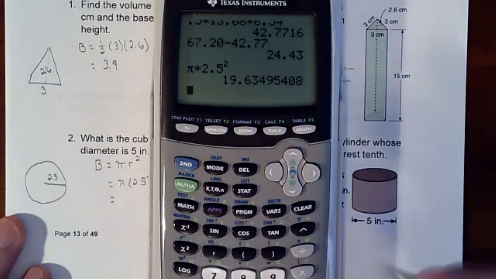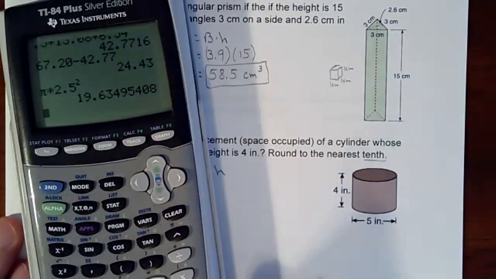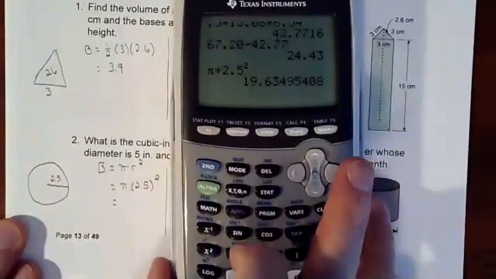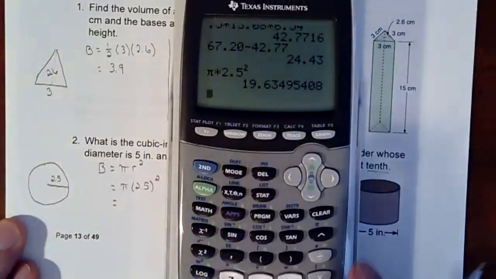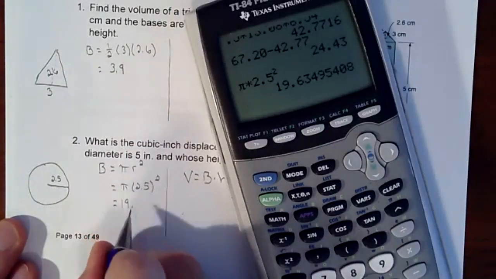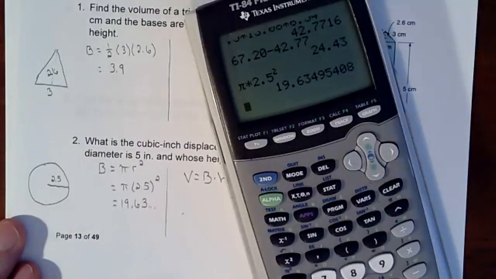Now here's the thing. We want this to be as accurate as possible, so I don't want to round anything yet. Eventually, we're going to round to the nearest tenth, but not yet. We need to hold off that rounding until the very end because this is going to get multiplied by something else. That's the area of the base, 19.63 and so on. I'm going to keep the whole thing. I'm not going to round.